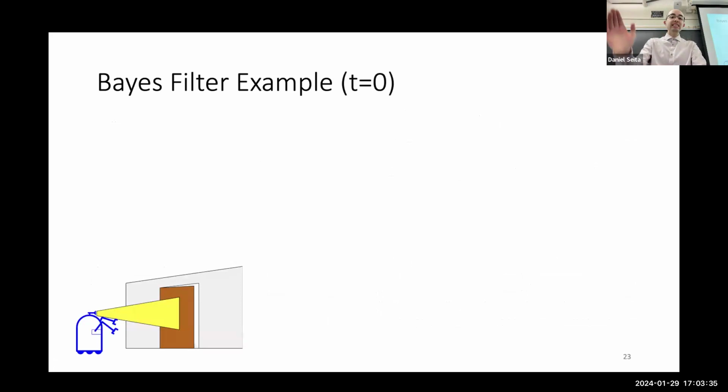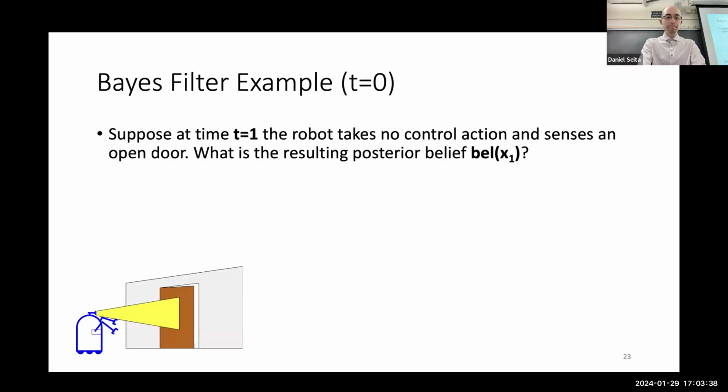All right, so the Bayes filter at time t equals 0. Suppose that at the next time, the robot takes no control action. This goes back to an earlier question. It's more intuitive to think about it at time t equals 0, but at time t equals 1, we're going to assume that the robot did U1, which is the action that leads to time t equals 1. But anyway, the robot takes no control action and senses an open door. What is the resulting posterior belief x1?